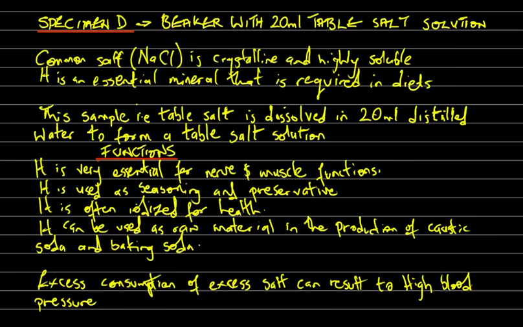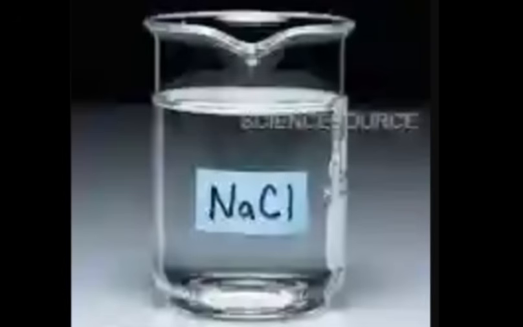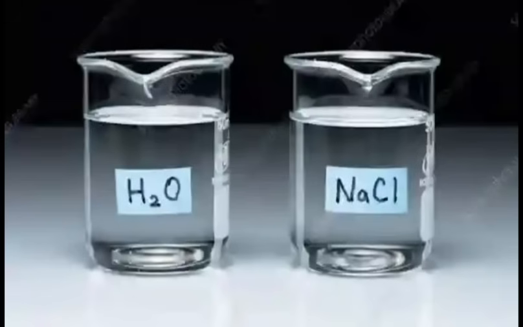Now, excess consumption of this particular substance is very bad because it can result in high blood pressure. So we have our salt here. When it is dissolved in water, we can see what it looks like. It gives us a colorless, clear solution, as opposed to our specimen C, which is normal, just water.